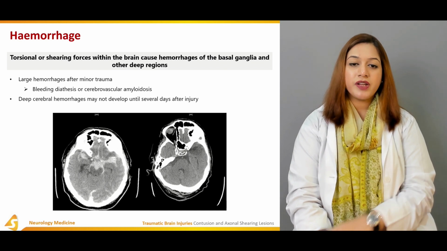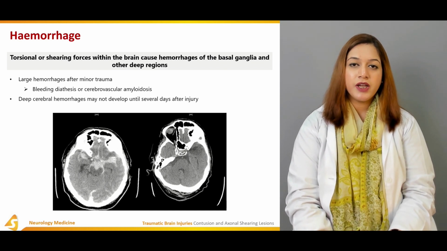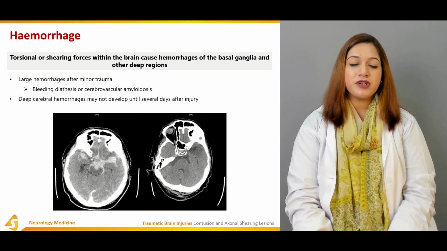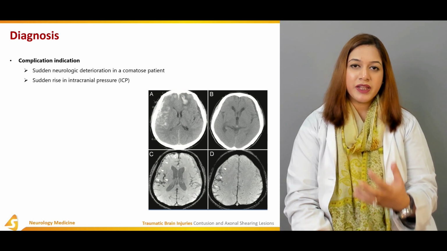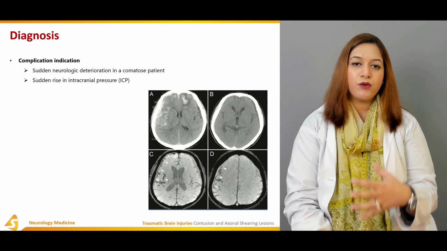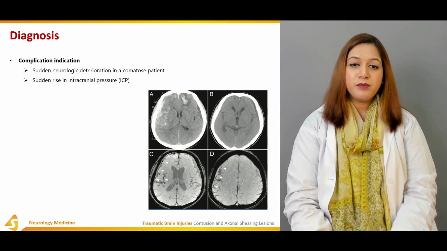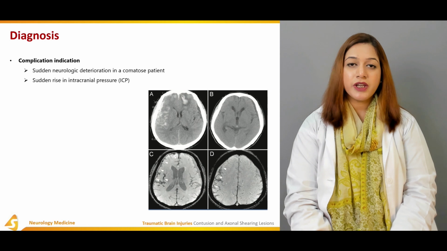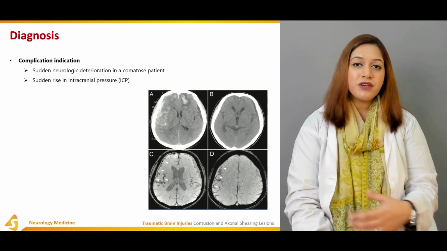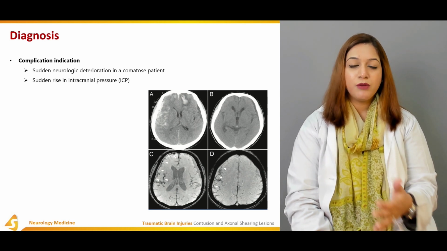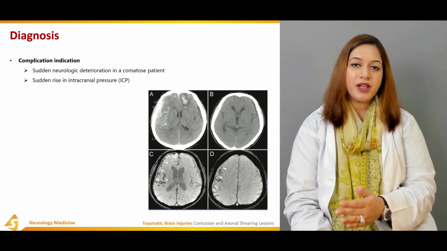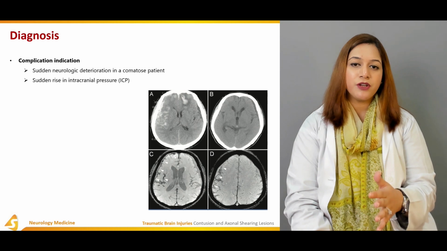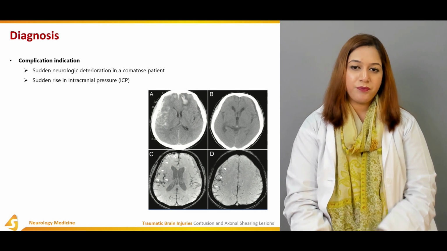So, if there is a deep cerebral hemorrhage, it indicates that the patient is complicated. So, how can we get the idea that the patient is going into a complication? There will be sudden neurologic deterioration in a comatose patient or a sudden rise in intracranial pressure. Both these signs will indicate that there are deep cerebral hemorrhages and the patient is going into a condition of coma.